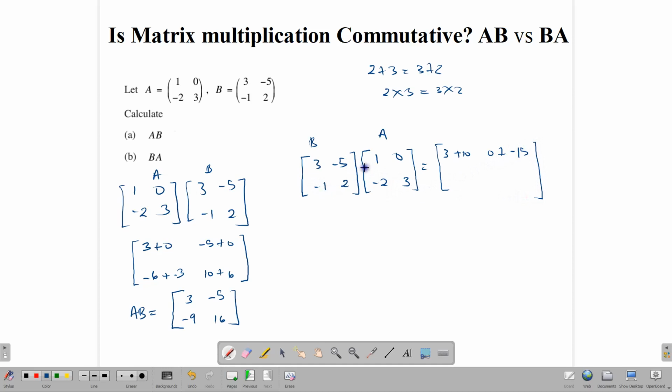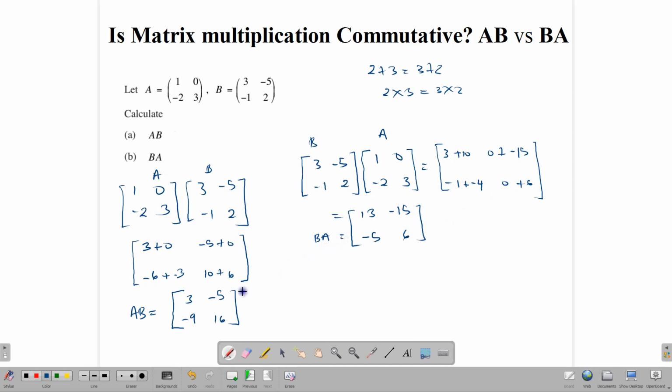Second row, negative 1 times 1 is negative 1, plus 2 times negative 2 is negative 4, and negative 1 times 0 is 0, and 2 times 3 gives us 6. When we add that up, we get 10 plus 3, 13, negative 15 for that part, negative 4 and negative 1 gives us negative 5, and 0 plus 6 is 6. And this is what BA is equal to.